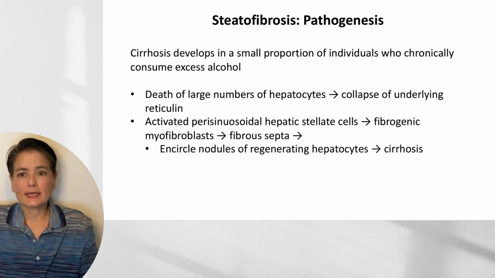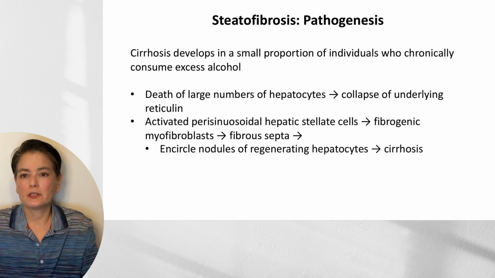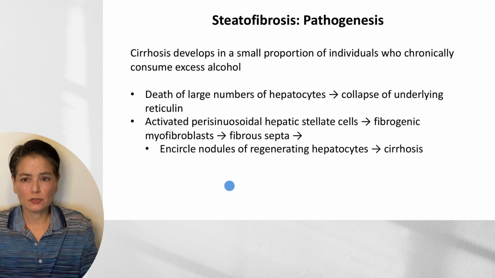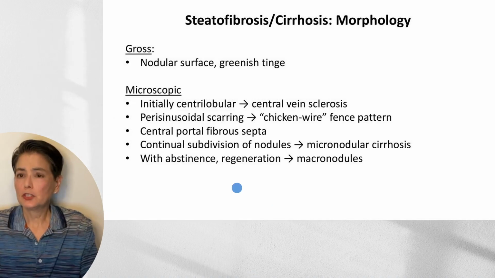We also can get activation of our perisinusoidal hepatic stellate cells that will then be transformed into fibrogenic myofibroblasts, releasing fibrogenic mediators, causing the formation of fibrous septa. These fibrous septa will encircle nodules of regenerating hepatocytes, and this is what we call cirrhosis. So what do we see morphologically?